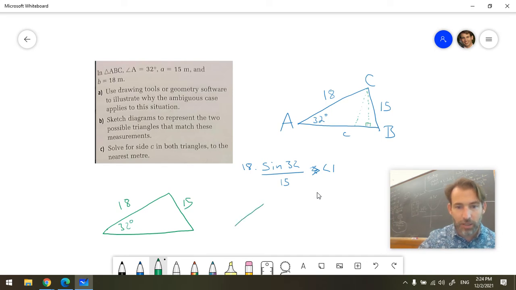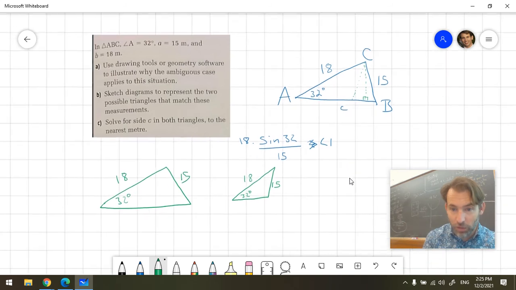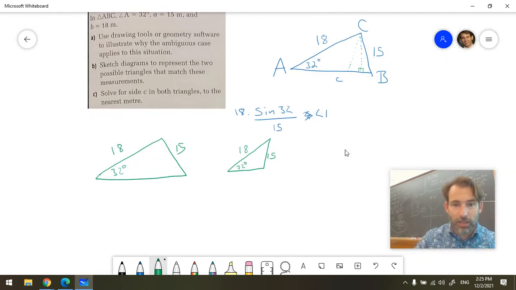The other way looks like this. 18, 15, 32 degrees. A fun question might be, what's the difference in area between those two things? I don't know. It's a question you could create. All right, so solve for side C in both triangles to the nearest meter. All right, so we can do that. So to solve for C, we need to first know this angle here if we're going to use sine law.